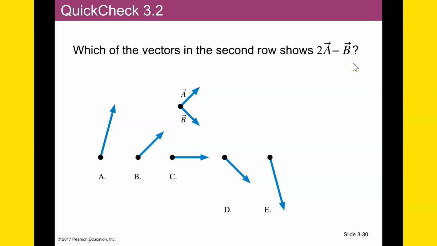Answer it. All right, 2A. That means I'm going to stretch A by a factor of 2. So I'm going to kind of guesstimate that. Maybe it's right there. And then I'm adding the opposite of B. So the opposite of B would turn B around. And so there's 2A, there's minus B, and so it would start here and end up there. So the choice that looks best like that would be choice A.